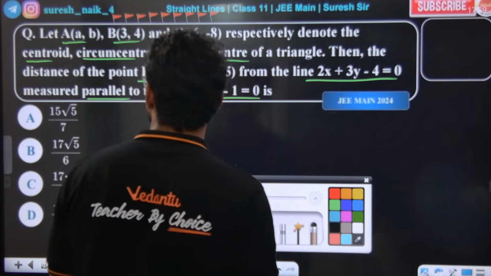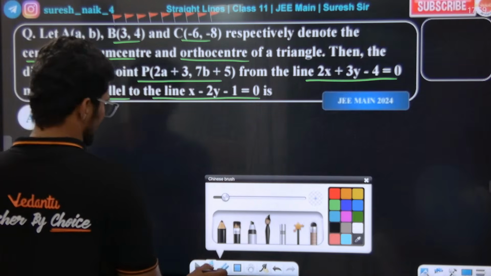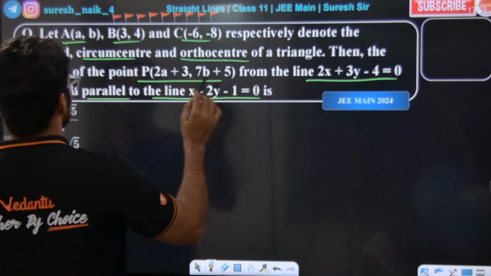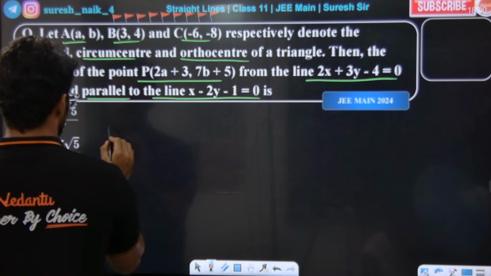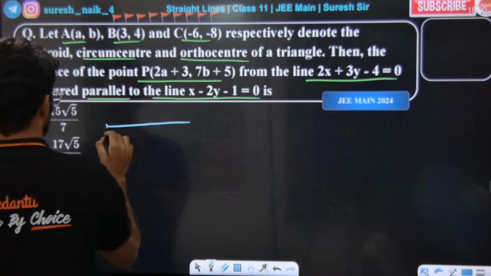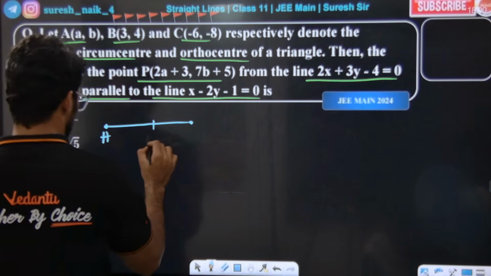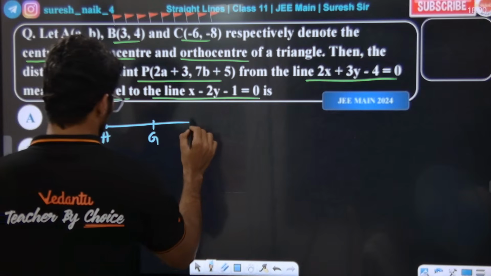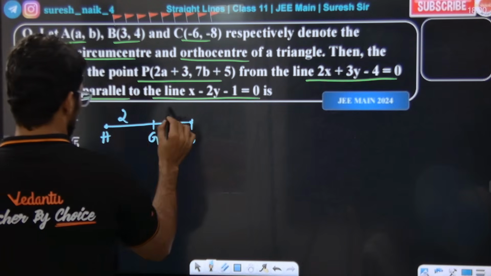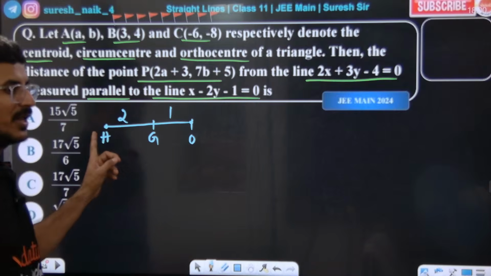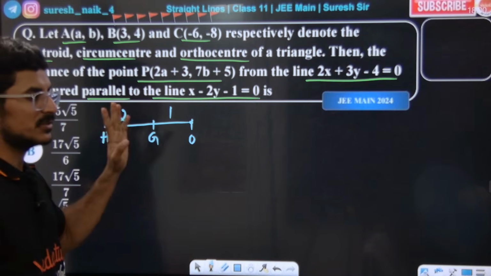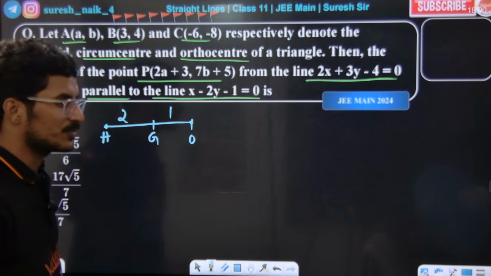Sir, firstly, they have given that A, B, C respectively denote what? Centroid, circumcenter, orthocenter. Okay. We know that G will be in a 2:1 ratio. Correct or not? G will divide the orthocenter and circumcenter in a 2:1 ratio.